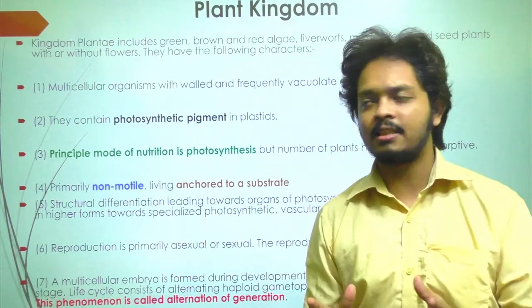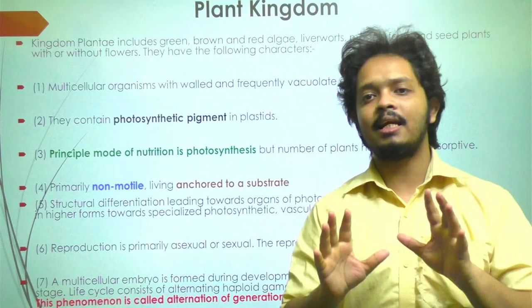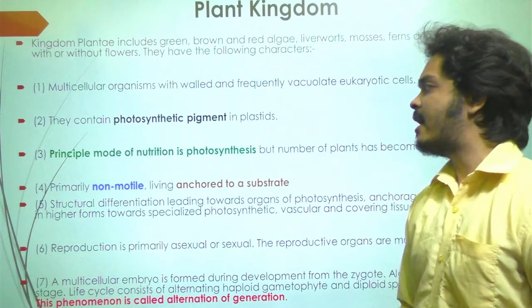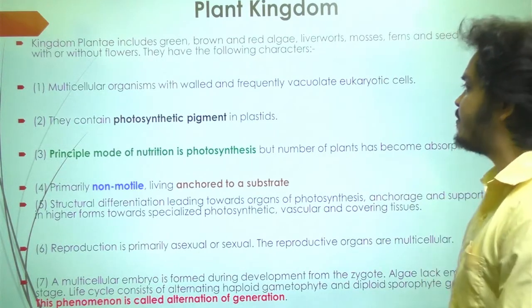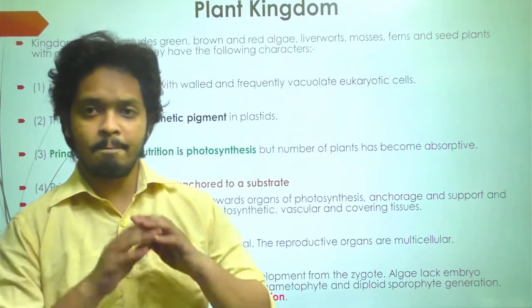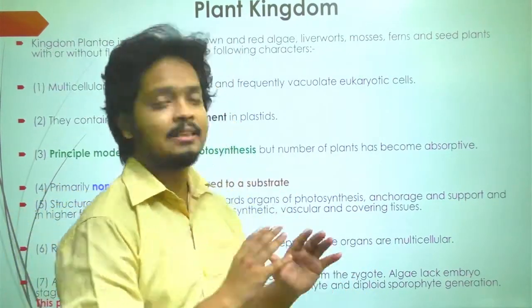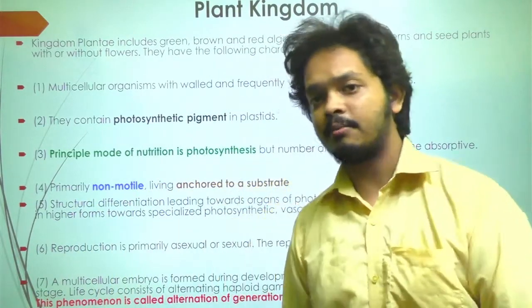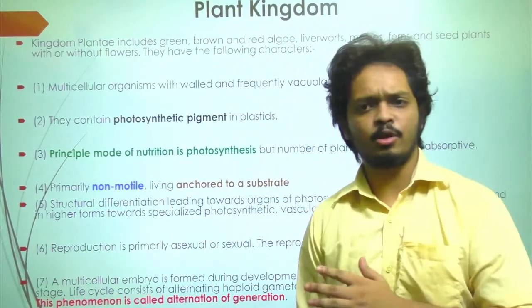If we talk about the plant kingdom as a whole, what are the major characteristics? First of all, they are multicellular organisms with walled and frequently vacuolar eukaryotic cells. Cells, again, the biggest part of this particular thing, they are eukaryotic. That means they have a true nucleus, cytoplasm, Golgi bodies, mitochondria, ribosomes and so on.